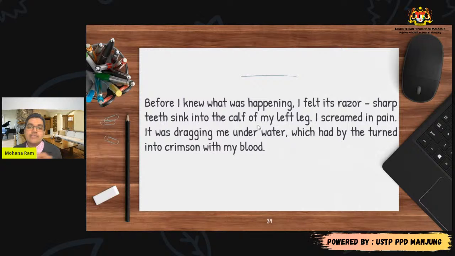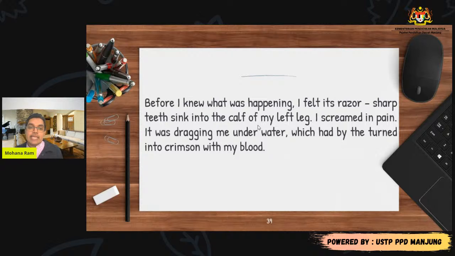So I add here razor sharp teeth. So giving specific details, rather than just saying it started biting my legs, doesn't bring any impact in your writing. So to bring impact into your writing, I put here, I felt its razor sharp teeth sink into my, okay, sorry, it's not sink, sunk into the calf of my left leg. It's supposed to be past tense. Sorry for the typo. I felt its razor sharp teeth sunk into the calf of my left leg.